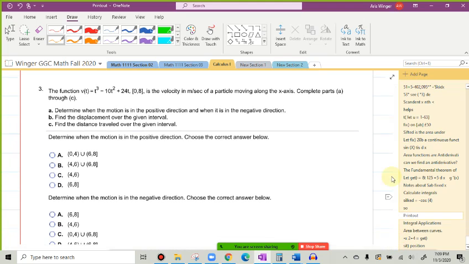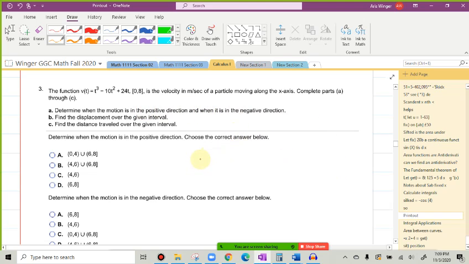Number 3, the function v of t equals t cubed minus 10t squared plus 24t, 0 to 8, is the velocity in meters per second of a particle moving along the x-axis. Complete parts A through C. Determine when the motion is in the positive direction and when it is in the negative direction.